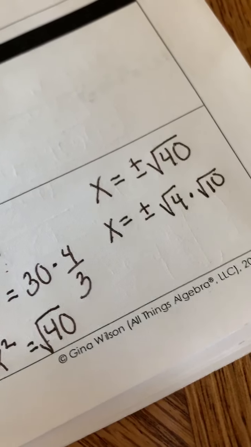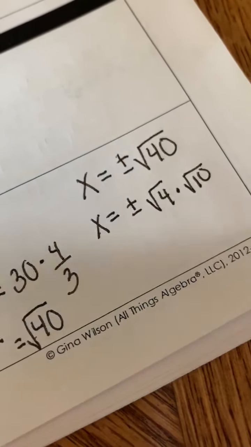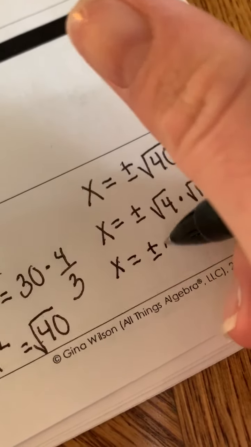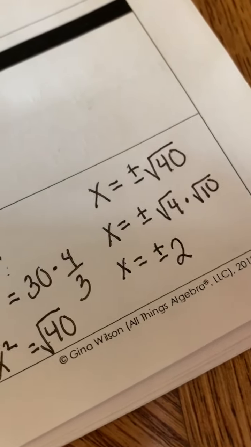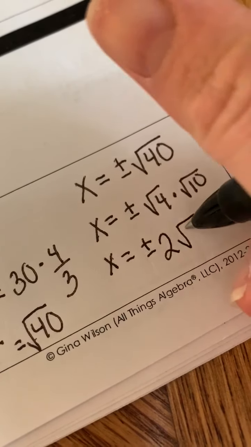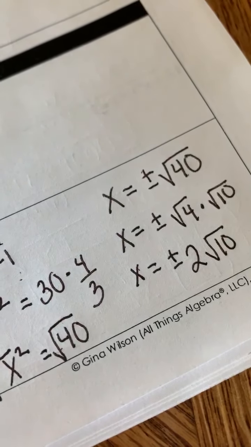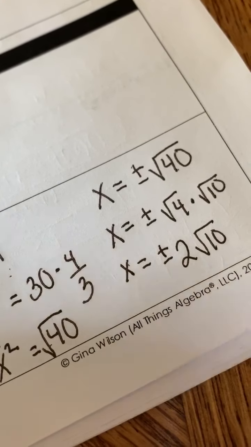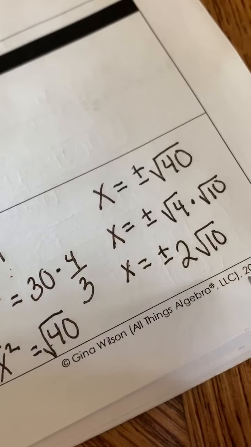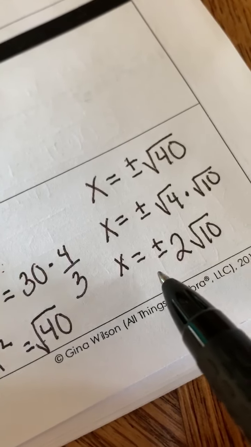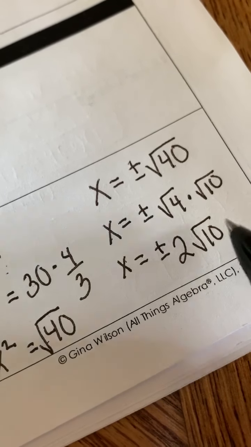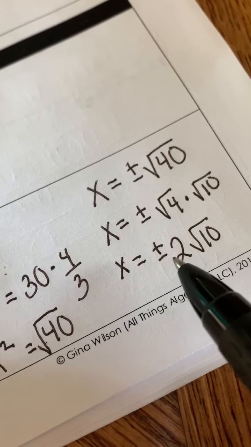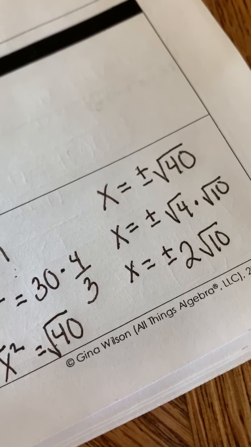We could do that. All right, what is the square root of 4? It is 2. So we can write it as 2. And the square root of 10, all right, does the square root of 10 have any perfect squares that go into it? 2, nope. 5, nope. 10, no. All right, so our final answer in simplified form would be x equals plus or minus 2 times the square root of 10.